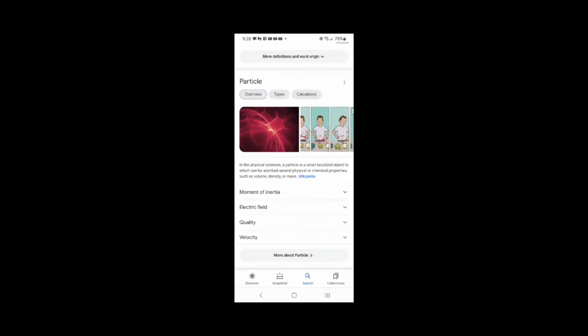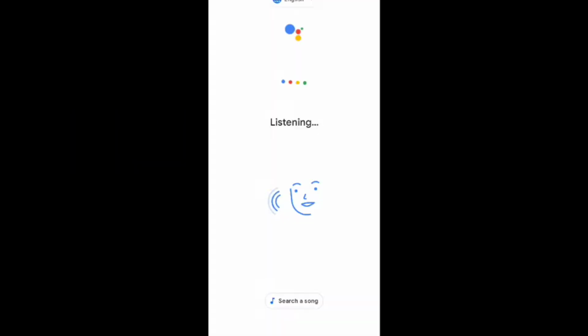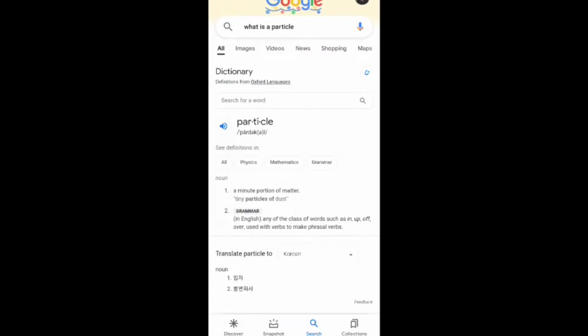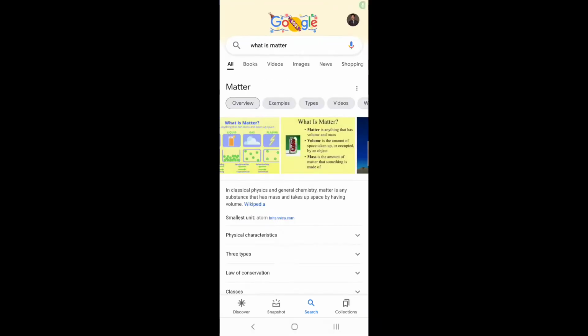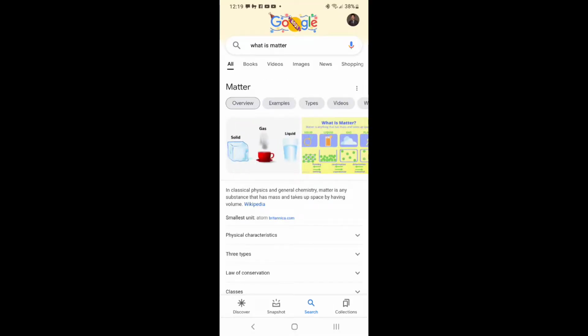In the physical sciences, a particle is a small, localized object to which can be ascribed several physical or chemical properties, such as volume, density, or mass. What is a particle? Here's the definition of particle: a minute portion of matter. Okay, so what is matter? Matter is anything that has mass and takes up space.